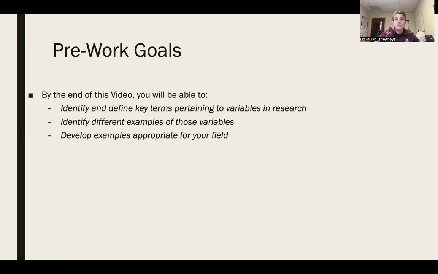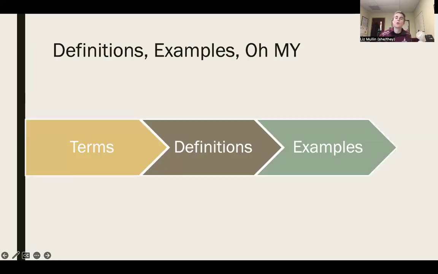You're going to have to be able to develop different examples. I give you a bunch, and I want you to think about some examples throughout this video and in preparation for the next class. And then make sure that you can develop examples from your own field. So that really key element of being able to identify the terms, define them, and provide examples, that's really the framework for this whole presentation. I'm going to give you the terms, provide a number of definitions, and I'll give you some examples, and have you generate some as well.